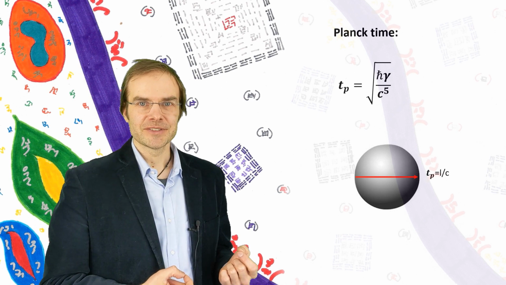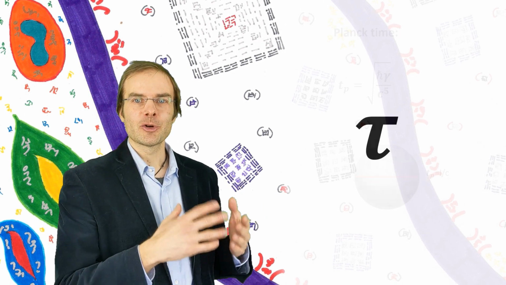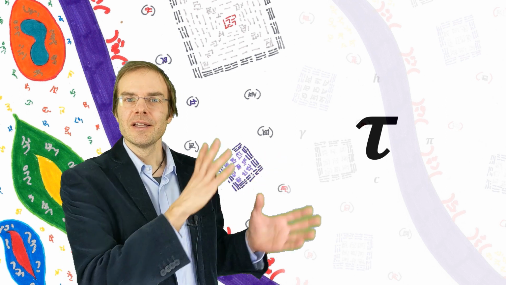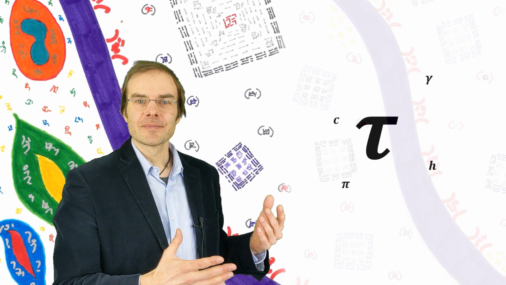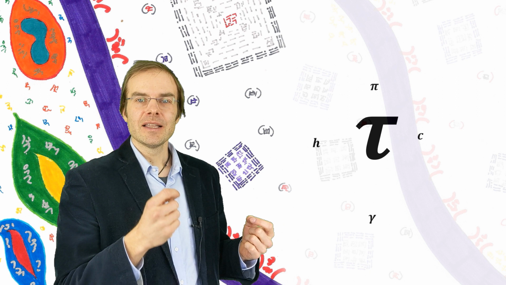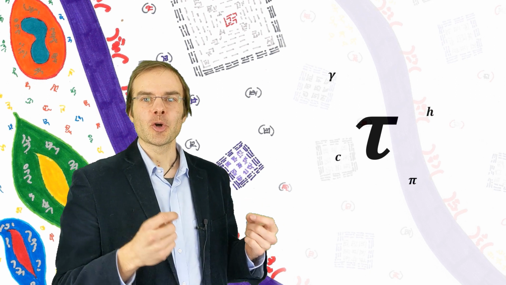Well, isn't that an interesting set? We have all these fundamental quantities somehow built around this tau. And therefore, tau itself needs to be considered as a fundamental quantity of nature.